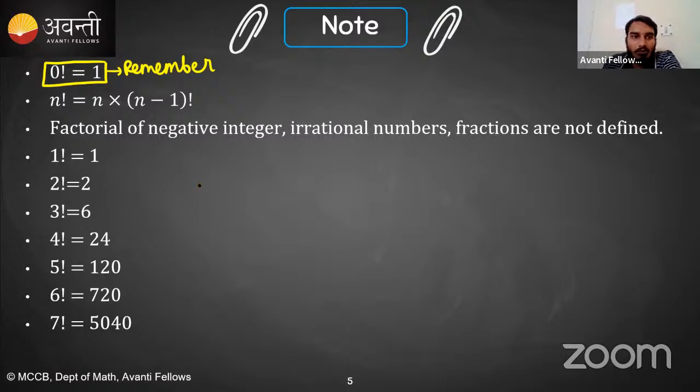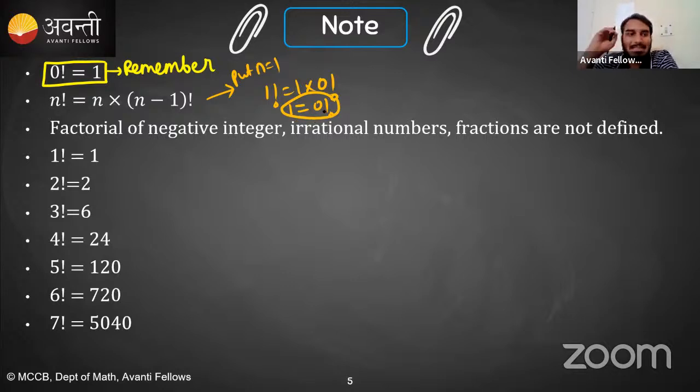So crudely, you can put n equal to 1 here. Then 1 factorial is equal to 1 into 0 factorial. What is 1 factorial? It is 1, so 1 is equal to 0 factorial. So here you can say that 0 factorial is nothing but 1. Is this clear, students?